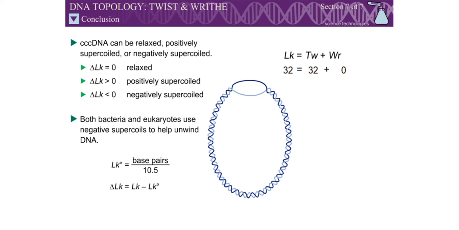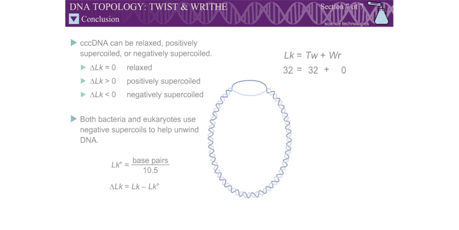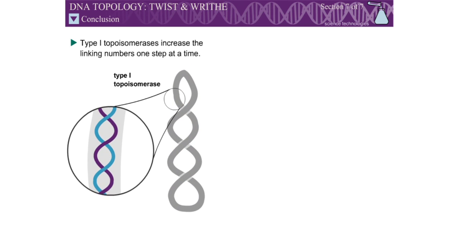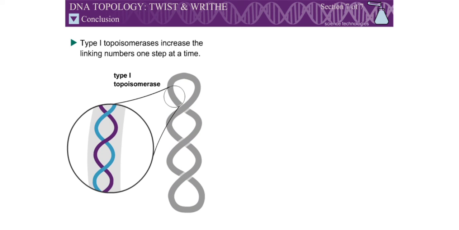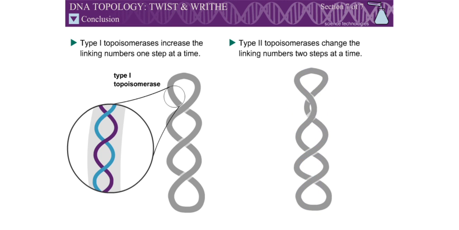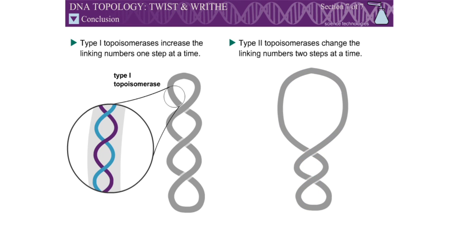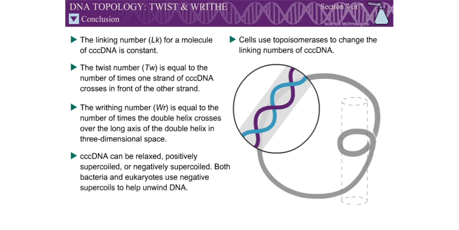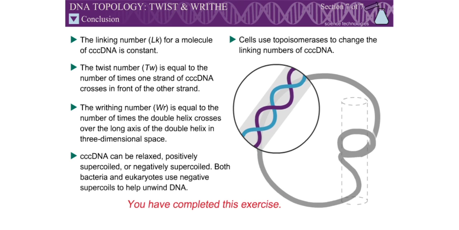The negative supercoils are used by the cell to help unwind DNA. Cells use topoisomerases to change the linking numbers of cccDNA molecules. Type 1 topoisomerases increase the linking numbers one step at a time, while type 2 topoisomerases change the linking numbers 2 steps at a time. You have completed this exercise.